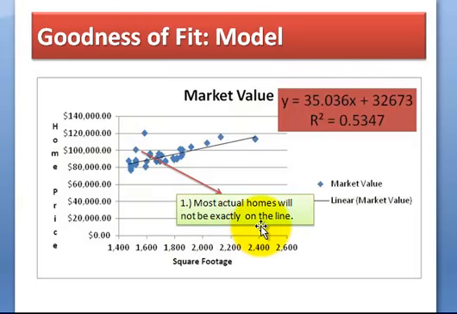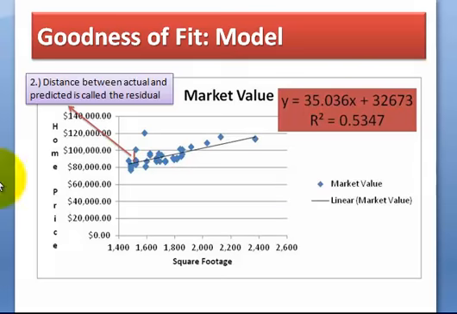Certainly, for any one of these individual houses, the actual home prices will not be exactly what our model predicts, right? Just like we said, the model won't be perfect. Now, there'll be a distance between what the actual price of the house is and what we predicted. This difference is what's called the residual. Think of it as a difference: the difference between what the actual price is and what we predicted.